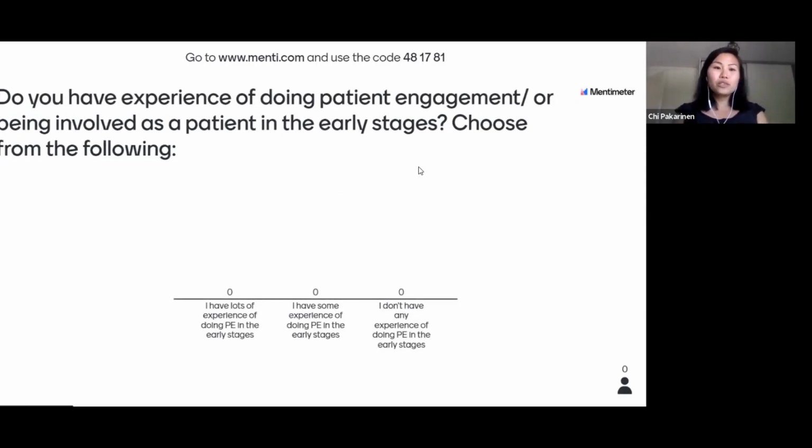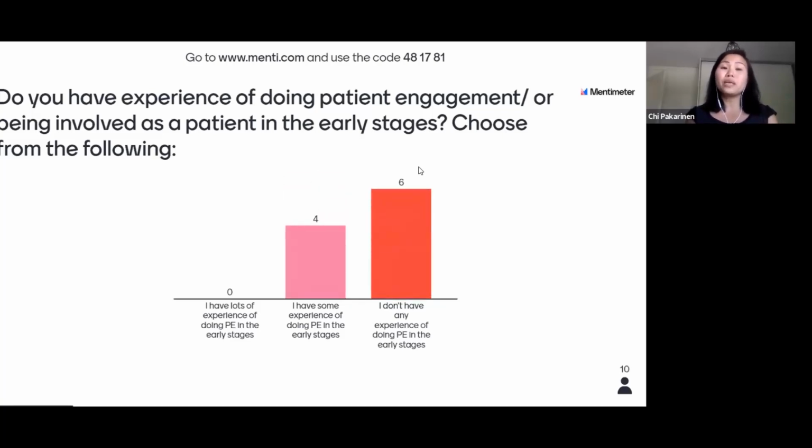So this is a two-tiered question. Do you have experience of doing patient engagement in the early stages? Or if you are representing a patient community, do you have experience of being involved in the early stages? So we have a couple of options there. You can choose the one that's most appropriate. That's great to see that there is quite a big group to have some experience at least in patient engagement in the early stages.